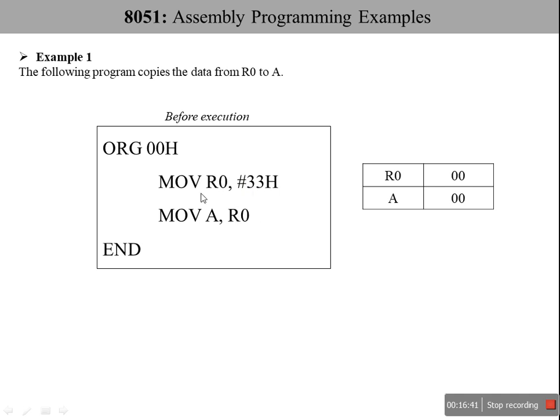The number 33 will be moved to the R0 register, and the R0 register will be moved to accumulator. Then the END assembly directive ends the code here. If you look at before execution, these are the contents of R0 and accumulator. After execution, we see R0 register is loaded with 33 and accumulator A is also loaded with 33. This is how the execution takes place.